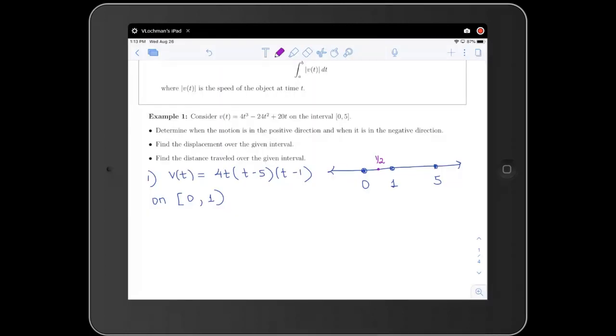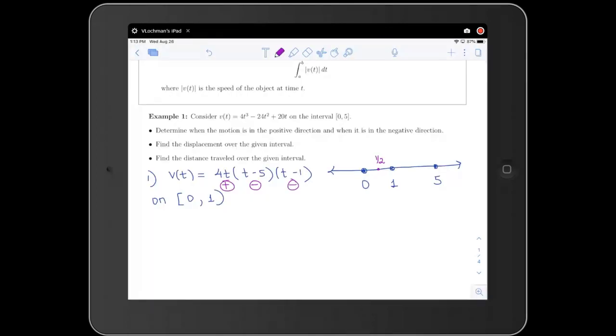and we just need to see what the sign of this function is. Okay, well, once you plug it in, what are we going to get? So the first factor will give us plus. 1/2 minus 5, that's minus, right? That's negative. And then 1/2 minus 1 is also negative. Okay, so positive times negative times negative, that would be positive. So we have positive direction.